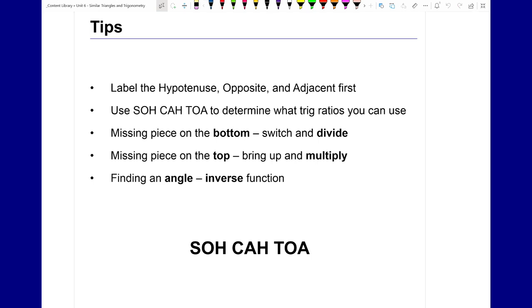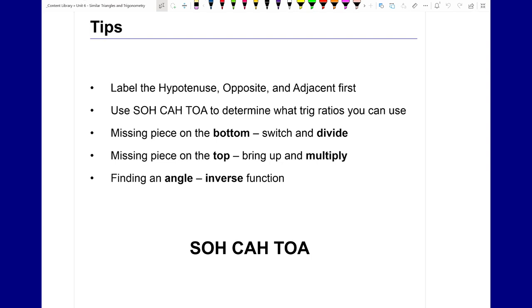You always want to label your sides because that will help us determine what ratio to use. And if we don't remember the ratios or the formulas for the ratios, an acronym you can use to remember is SOHCAHTOA. So SOH, CAH, and TOA. This is an acronym that you will probably hear every time you learn trig, and you can use it to help you determine what ratios to use. We'll look at that in a second.